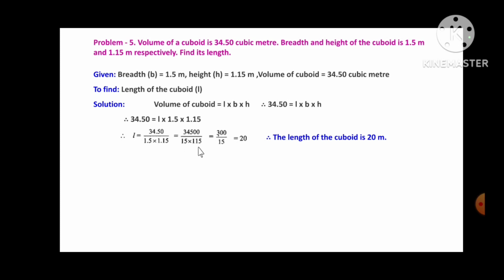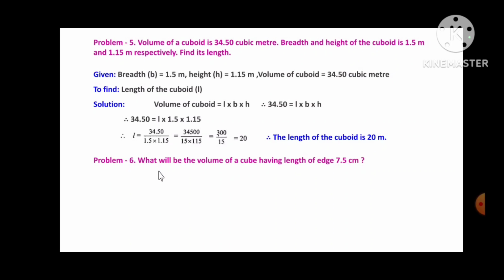34500 upon 15 into 115. Multiplying and dividing the numerator and denominator by 1000, the next step will be 300 upon 15, which leads to 20. So the length of the cuboid is 20 meter.